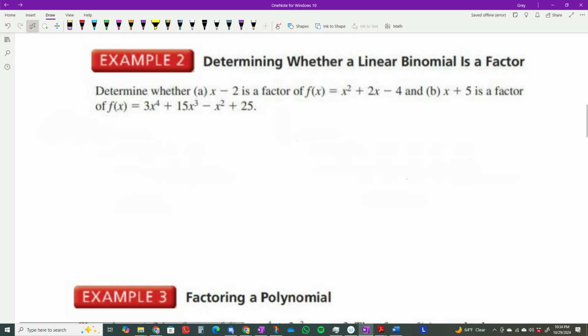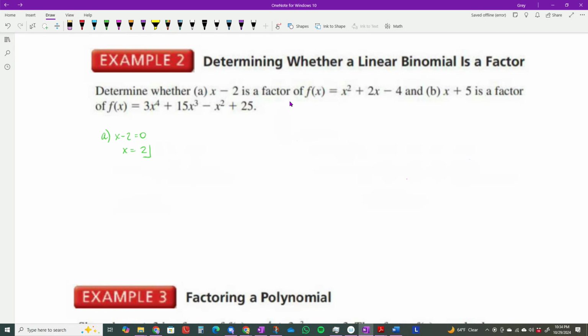So, you can either go plug it in. I'm going to use synthetic division just because I think it's easier and I like it. But you could just go plug in. What do you plug in? Do you plug in 2 or negative 2? That's always the question. So remember, you set the factor equal to 0 and then you solve it. So that means I'm going to plug in x equals 2.